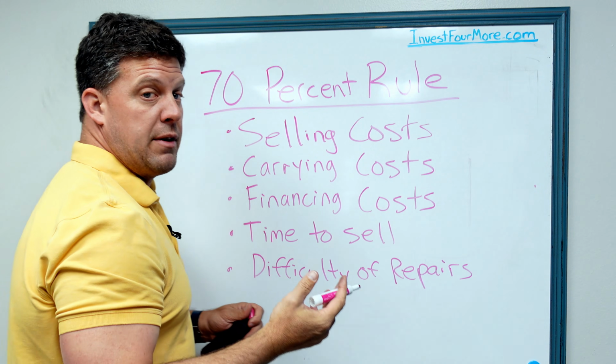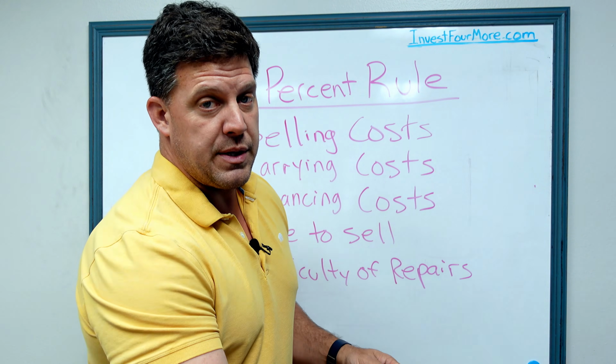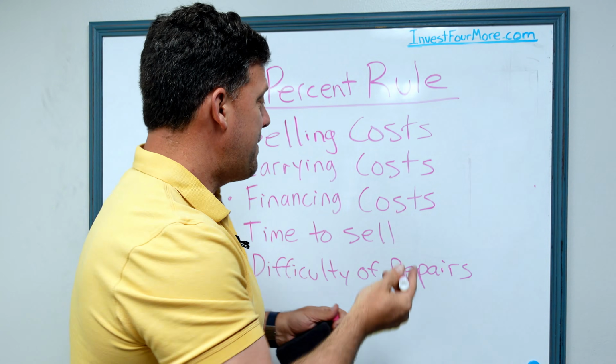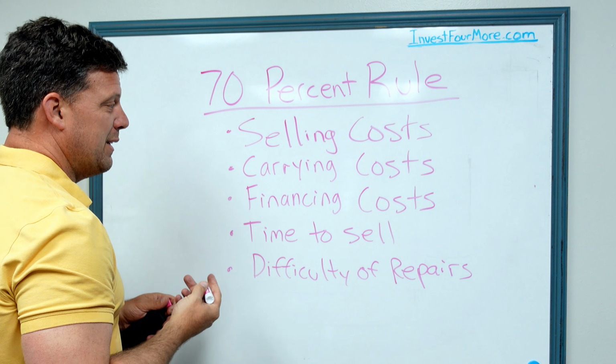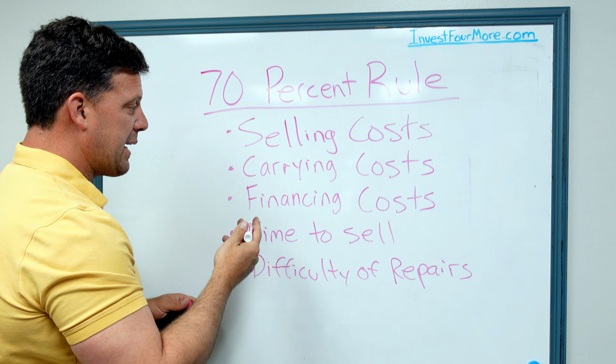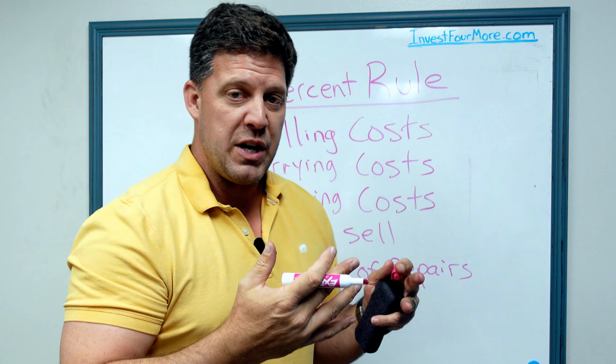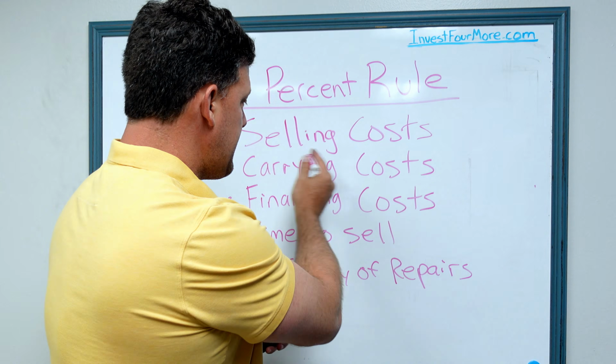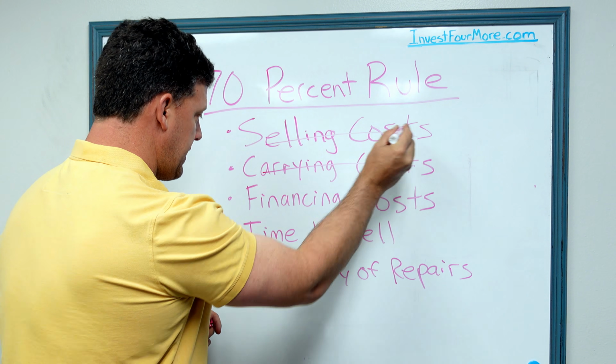Carrying costs are different for everybody. Depends on where you live, if it's winter, if it's summer, if there's lawn maintenance, if there's snow removal, what the property taxes are, what the insurance rates are, vary greatly everywhere you go. The 70% rule doesn't account for it.